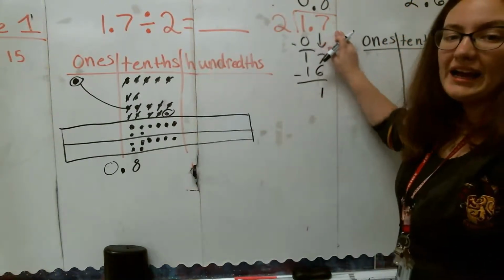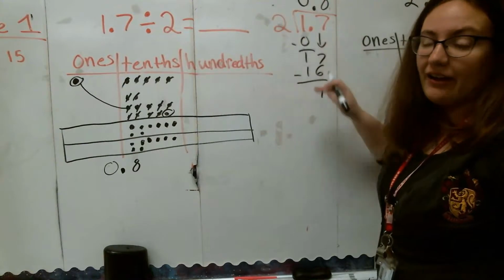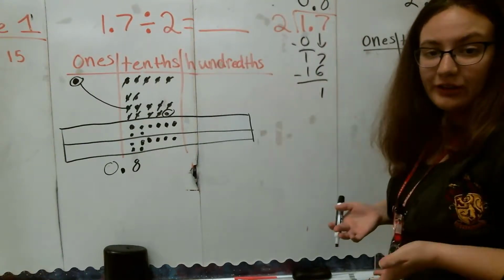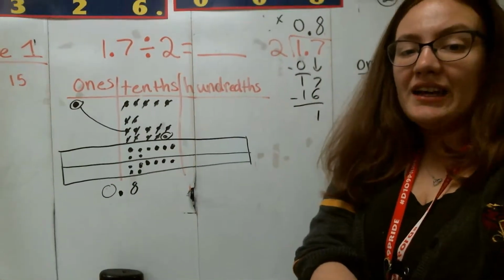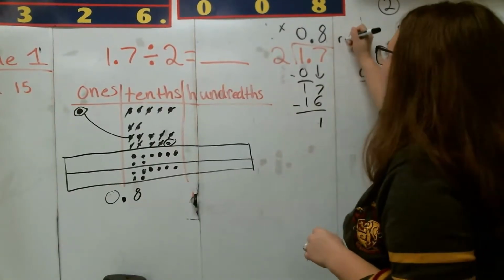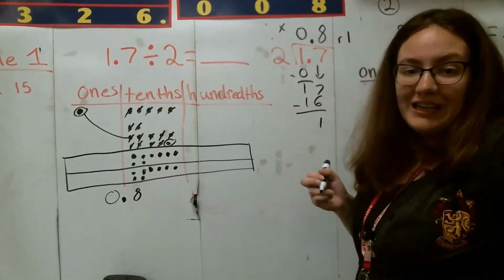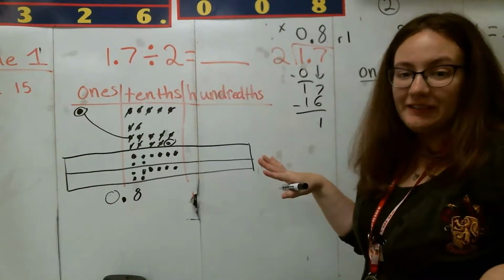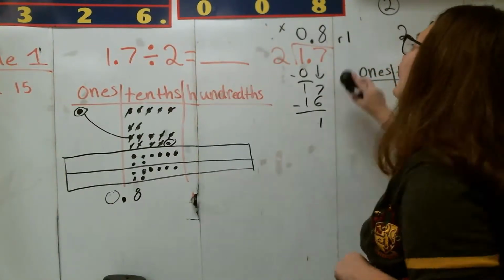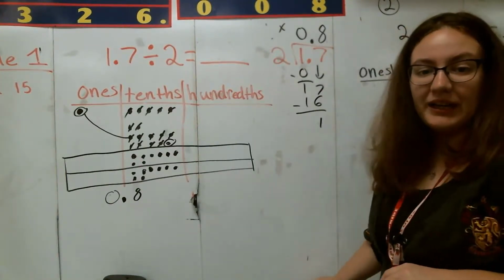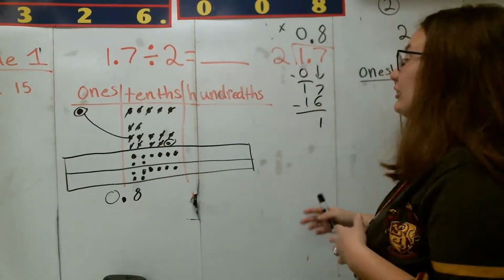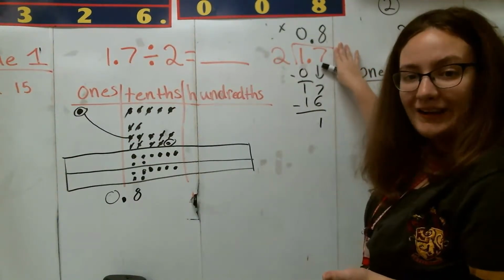Now normally I have nothing else that I would bring down. So in problems from like 4th grade, for example, you would write 0.8 remainder 1. And you probably have seen problems like this. But now that we're in 5th grade, we are no longer going to just have remainders. We are now going to figure out what we can do past this.